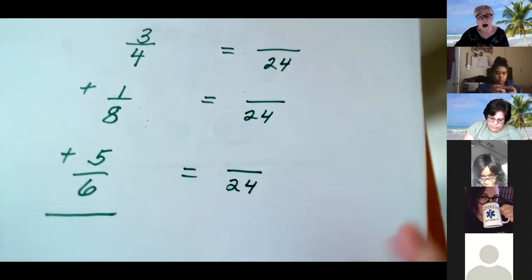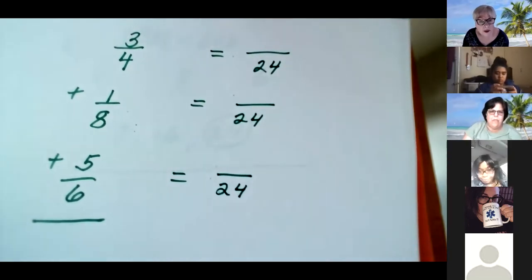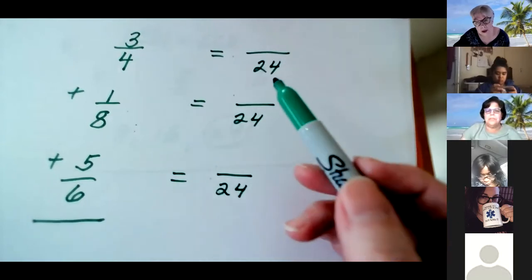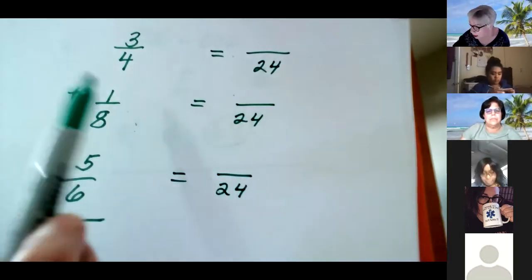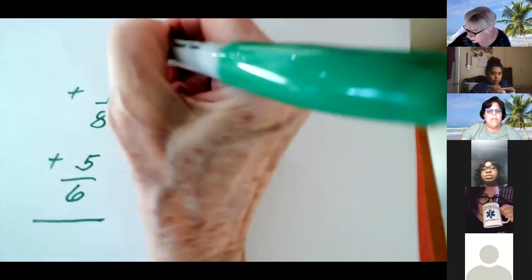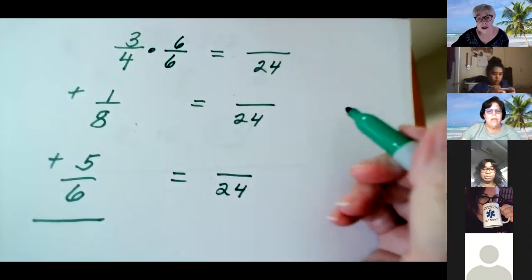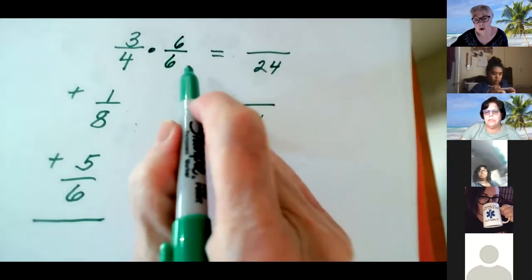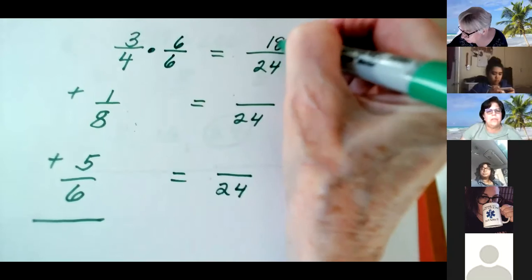What else would have worked? Well, 48 would have worked and 120 would have worked, but we don't want that big number. We want the smallest one so that we can keep track of things. So the 4 wants to be 24. We need to bring in a factor of 6, so that's 6 over 6. 4 times 6 is 24. 3 times 6 is 18.